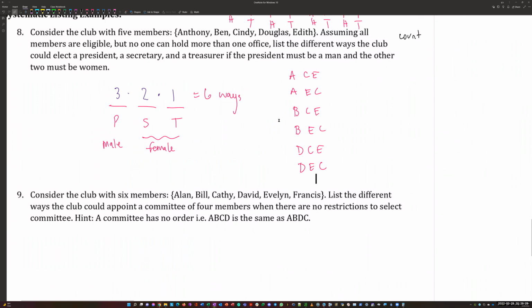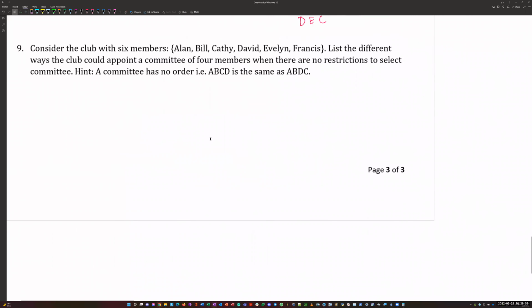Does it make sense though, guys? Yeah, you understand how to count it? Yes. Because that's the harder part.